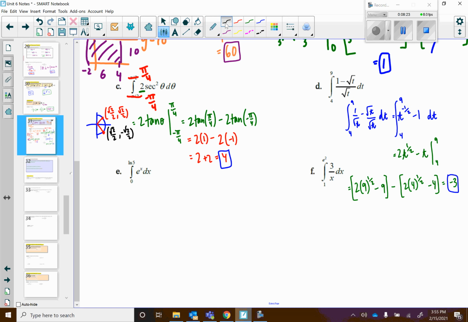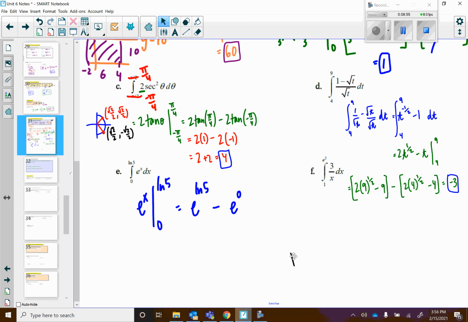Two more. E is the integral of e to the x evaluated from 0 to the natural log of 5. This was an easy one. The integral of e to the x is just e to the x. I'm evaluating it from 0 to the natural log of 5, which means I have e to the natural log of 5 minus e to the 0 power.